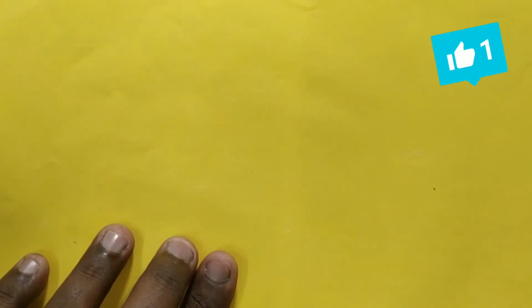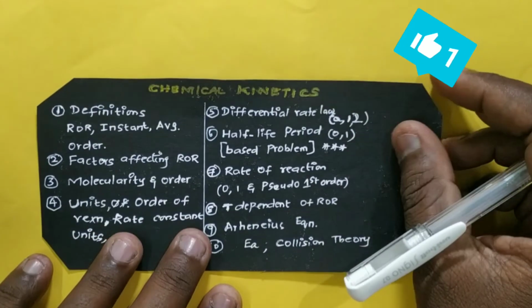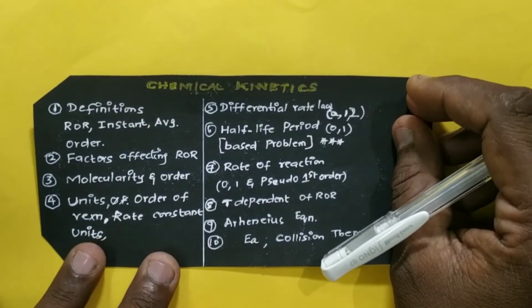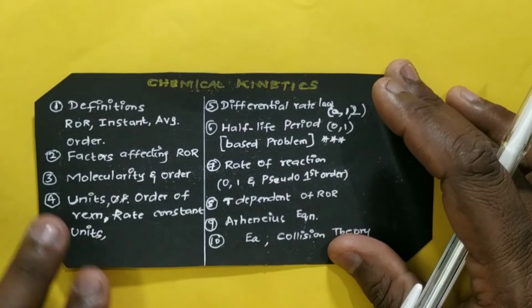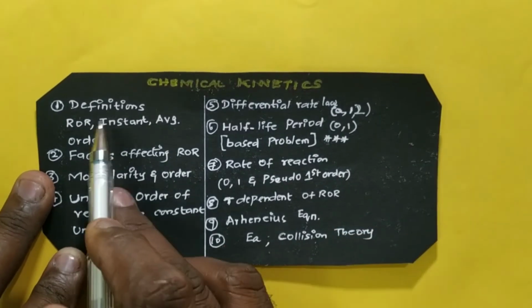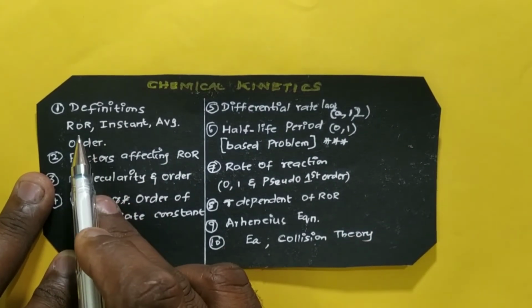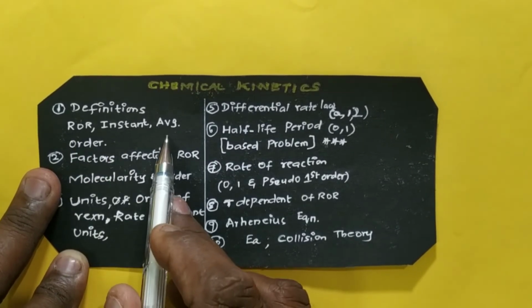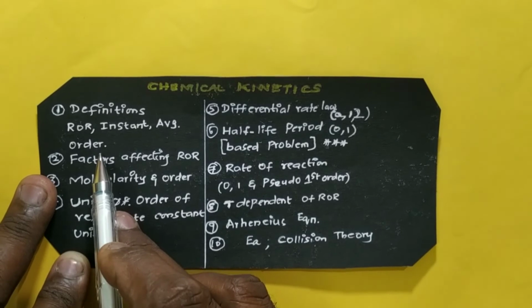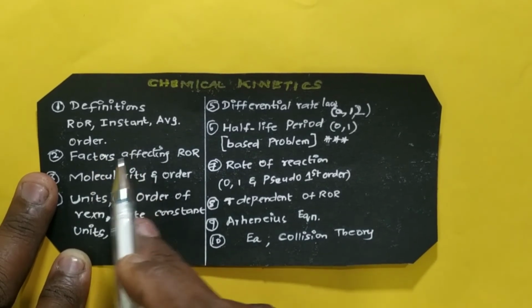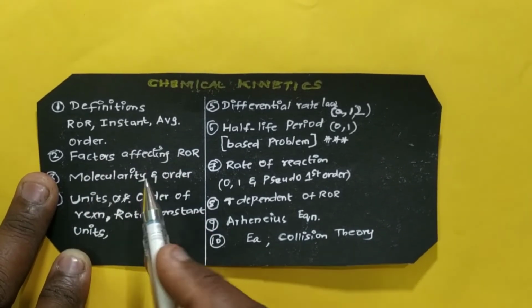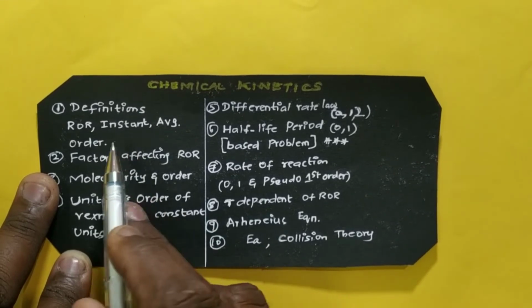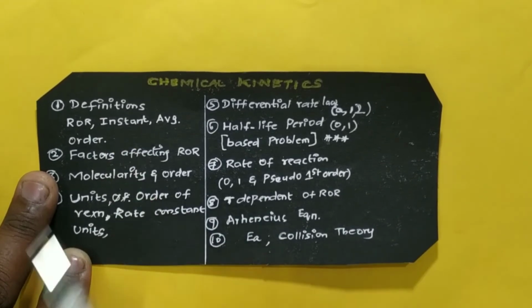And the next unit is chemical kinetics. This is also a very important unit. What is chemical kinetics? Here also we should know the definitions for rate of reaction, instantaneous rate, average rate of reaction, order of reaction, molecularity of the reaction. You have to know all those things, okay? You should be very strong in definitions also.